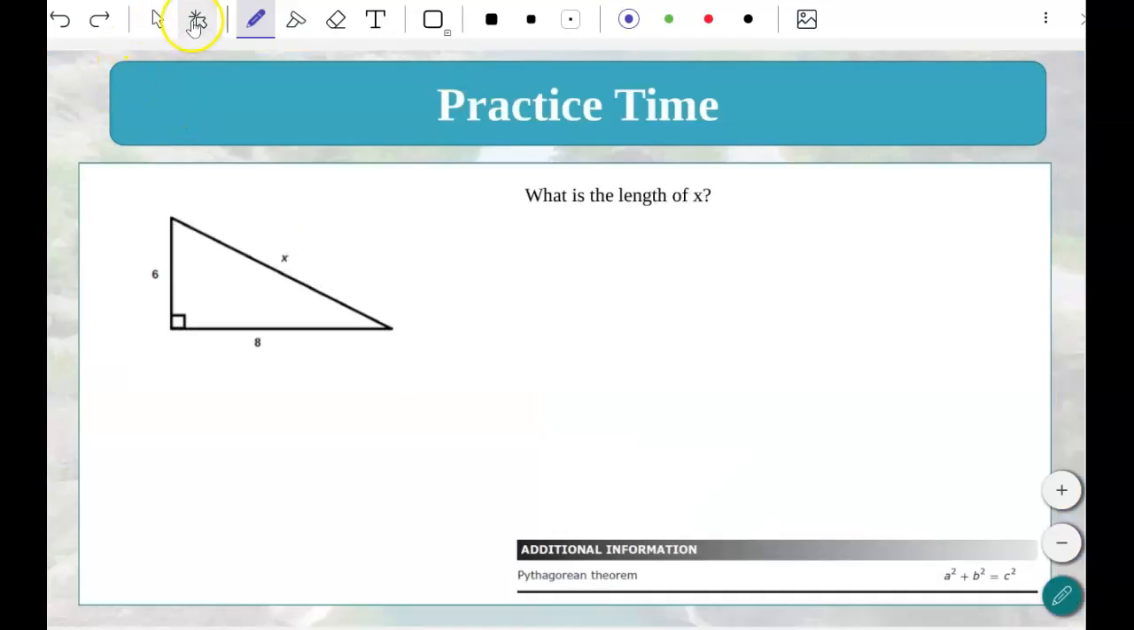All right, so let's try a few practice problems. So we have the side is missing. What is the length of x? Here's our right angle. So it's going to be our hypotenuse. So we have our formula, a squared plus b squared is equal to c squared. You should be writing this in your math notebooks. 6 squared plus 8 squared is equal to c squared. We don't know what c is.